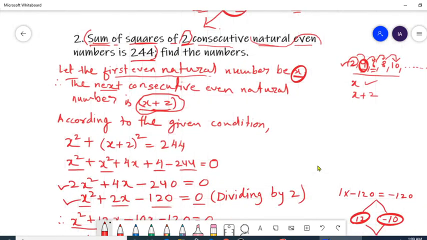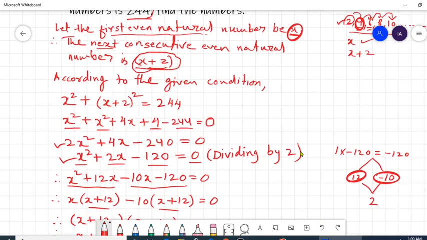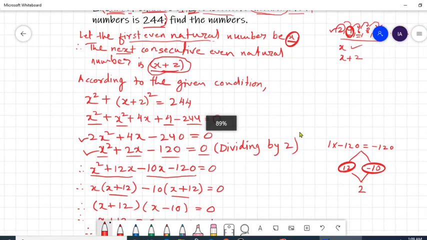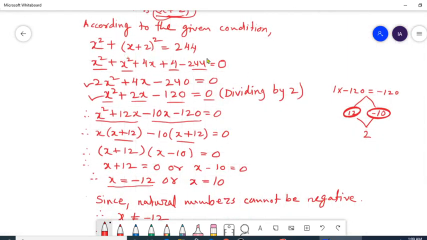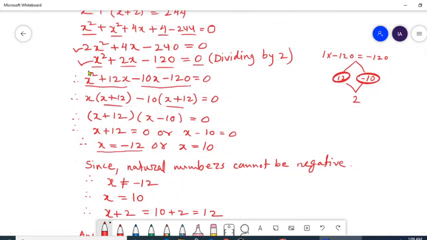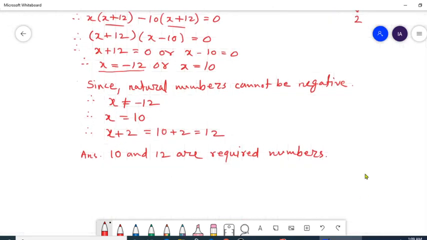You can just have a look at this solution. First, we consider one even natural number as x, then the other even natural number becomes x plus 2. Then we converted it into a mathematical expression. We found one quadratic equation, x square plus 2x minus 120 equals 0. After finding factors, you have values of x. So these are the two required numbers for this question.